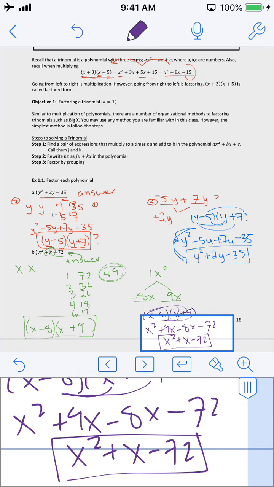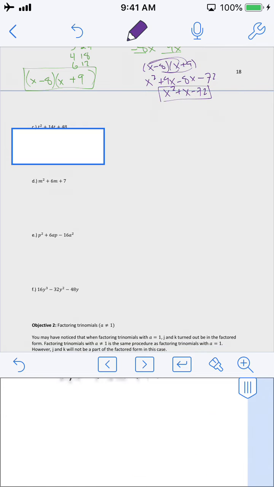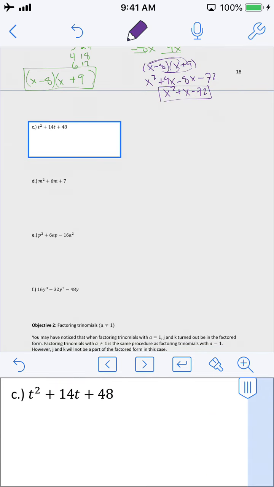Okay. Moving right along. Quite a few more of these. Let's try this one out. Try this one out on your own, see if you can come up with the factored form. Again, organize it however you want, but give yourself a minute to try it on your own. Make sure you pause the video.